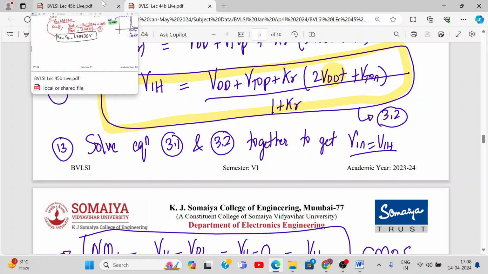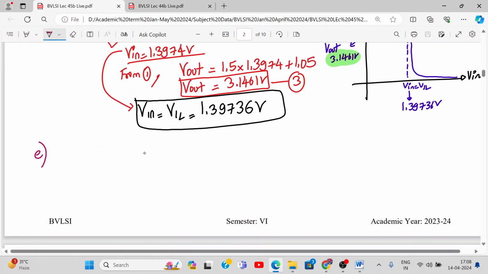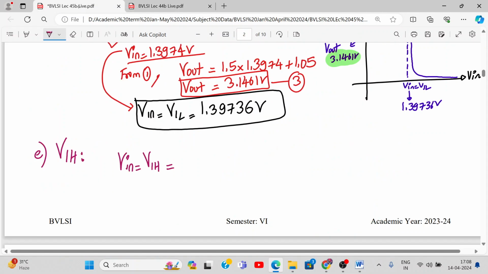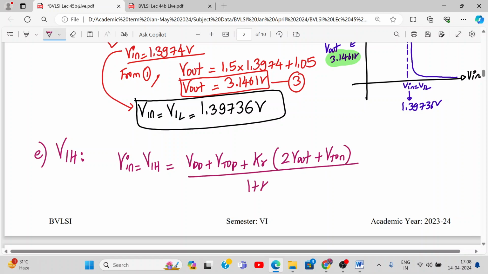V in equal to VIH. So we are doing calculation for VIH. So V in equal to VIH. What was the formula? VDD plus VTOP plus KR into twice V out plus VTON divided by 1 plus KR. So let's write it down: VDD plus VTOP plus KR into twice V out plus VTON, the whole divided by 1 plus KR. Okay, so this is the formula we get.